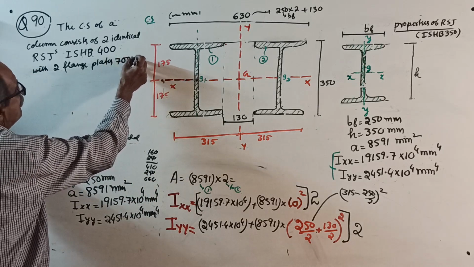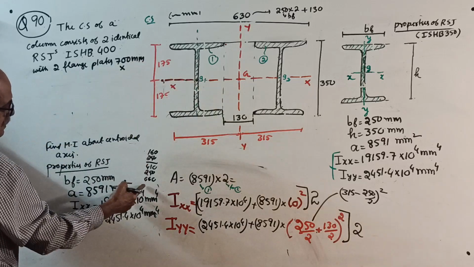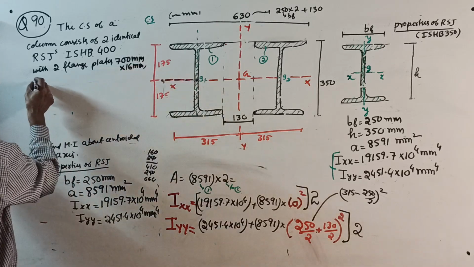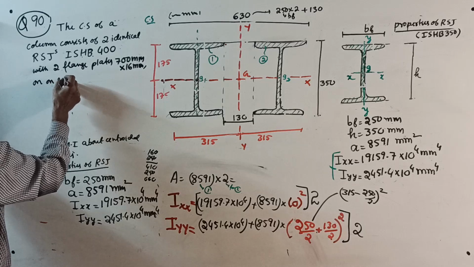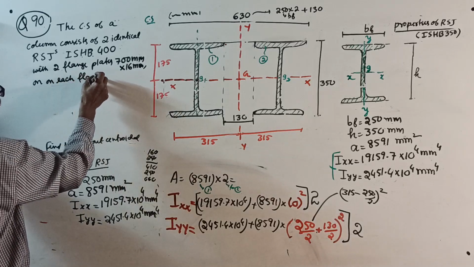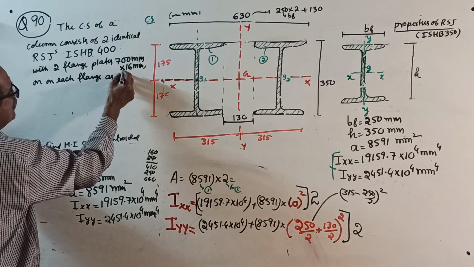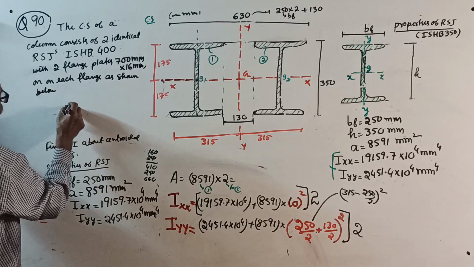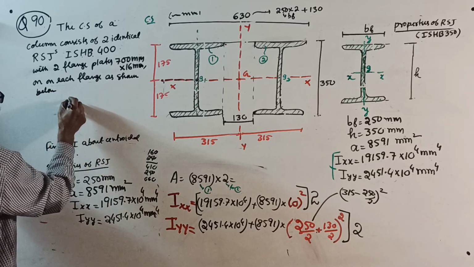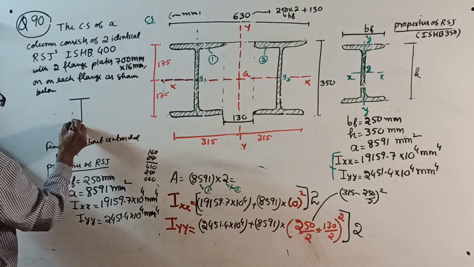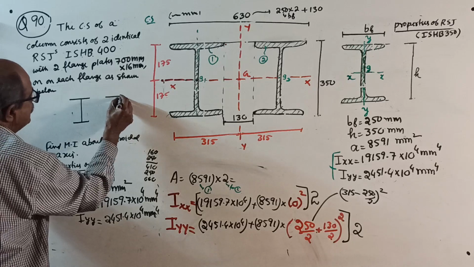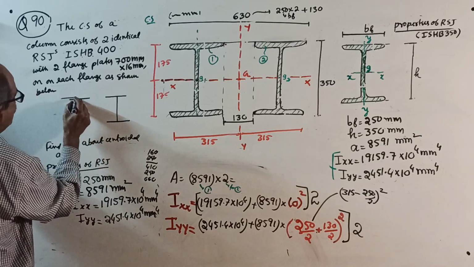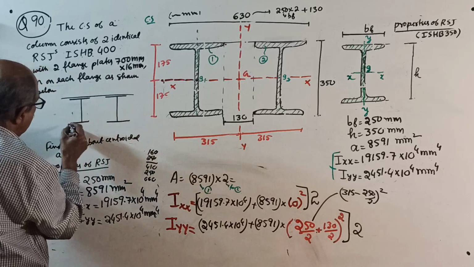2 flange plates of 700 mm by 16 mm, 1 on each flange. It's a very popular question. 1 on each flange as shown below. See, 1 I section here, 1 more I section here, and then 1 plate here, 1 more plate here.